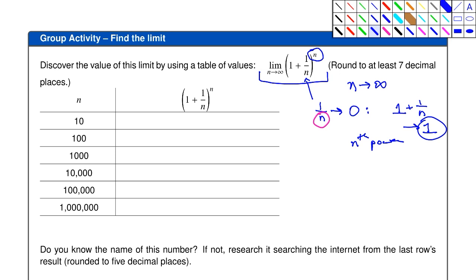Is it going to go to 1? Is it going to go to infinity? Or maybe there's some sort of middle ground number that it sort of settles on. That's your task. You need to figure out what the limit of this actually is.